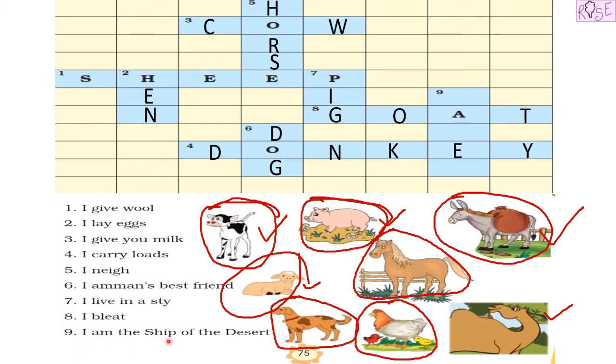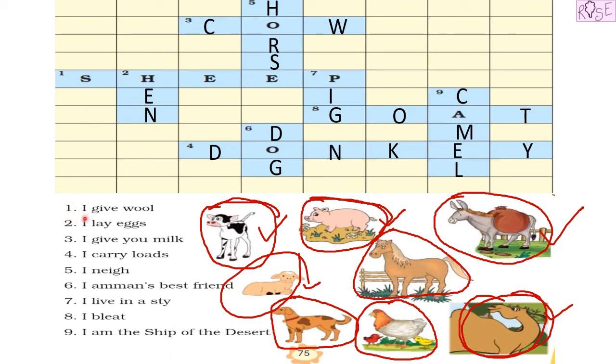Last is the 9th one. That is, I am the ship of the desert. We all know who is the ship of the desert. It is a camel. Camel is known as the ship of the desert. So we'll write camel. From which box will we start? The box in which number 9 is written. So here it is. So we'll write C, then A, then M, E, and at last we'll write L. Camel. Wow, we did the activity.